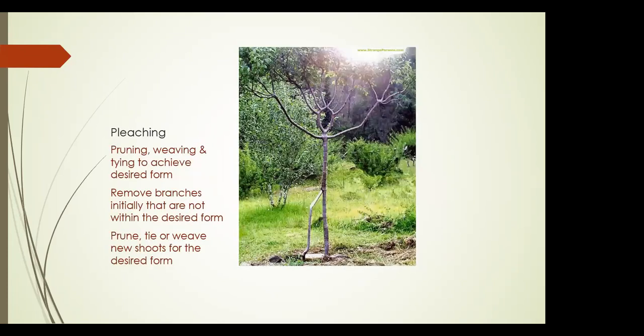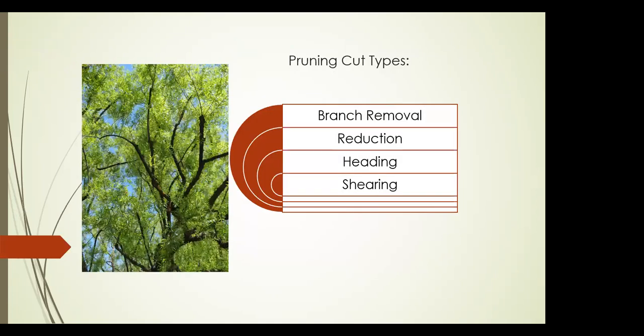This one we hardly ever see. This is called pleaching, where they just weave and tie and prune to make shapes like this, chairs, or they make furniture, living furniture, or living objects in the landscape. This is called pleaching, so that's accepted also.